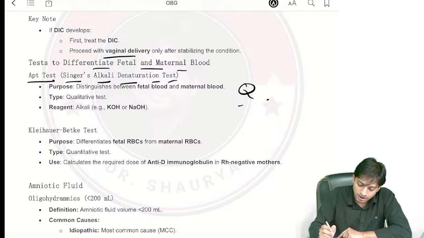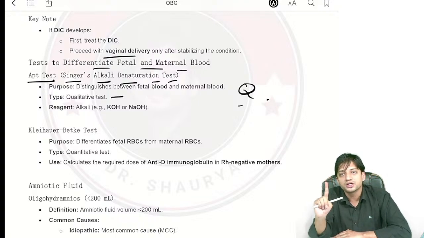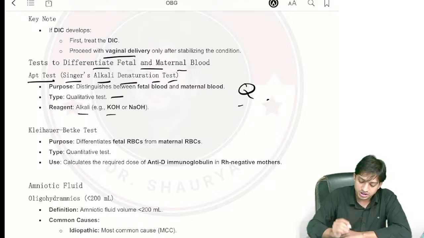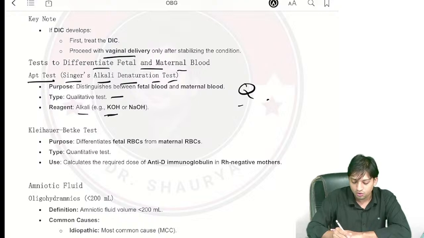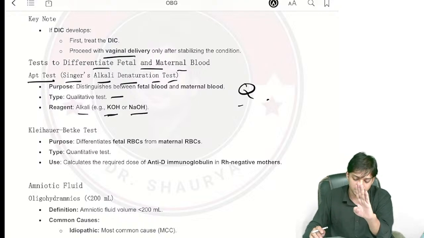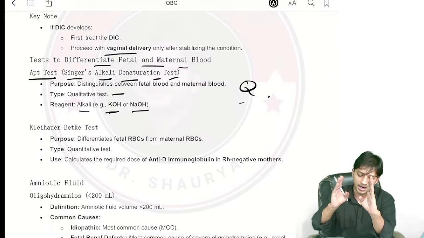In this test, what are you doing? This is the qualitative test. Remember, Singer's alkali denaturation test is a qualitative test. And here what you are doing, you are using an alkali reagent such as KOH, potassium hydroxide, or sodium hydroxide. Done. Nothing more than that you have to know. It is a qualitative test differentiating between the fetal blood and the maternal blood.